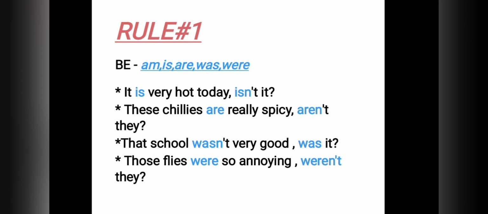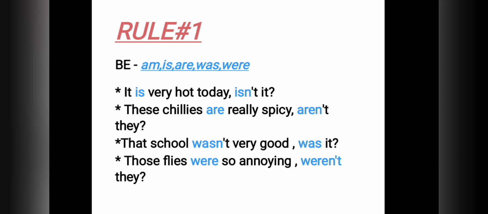These chilies are really spicy, aren't they? That school wasn't very good, was it? Those flies were so annoying, weren't they? So here is, are, was, were, these are the to be verbs, and we have to use those to be verbs in making question tags also. So we had used here isn't, aren't, wasn't, and weren't.